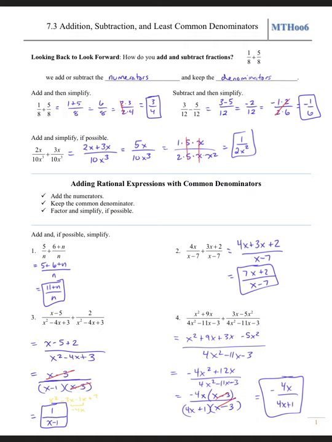Another thing you can do to check your answers, and this is good practice, is check them just like we did in the previous section. For example, number 1, you type all of this into y1 on your calculator, then type your answer into y2, and all the y values should be the same, meaning the graph should be the same. Notice that these are all addition problems with a common denominator. 4.2 is going to be looking at adding and subtracting without that common denominator.